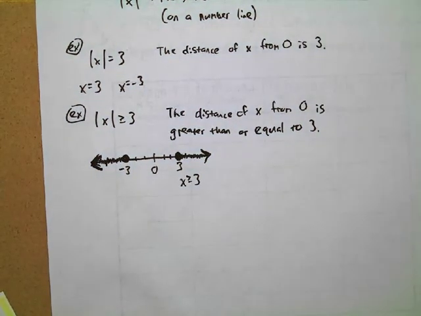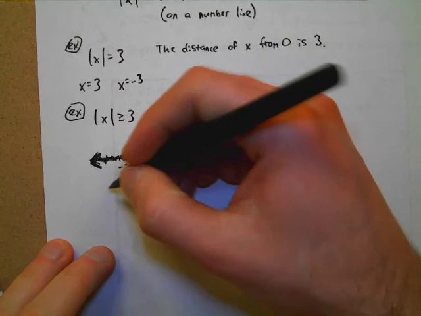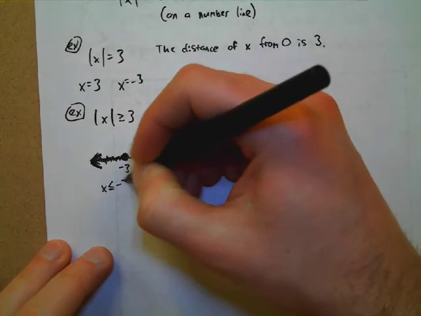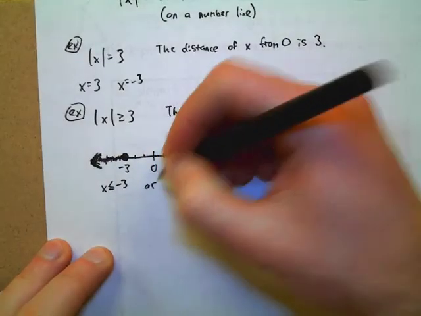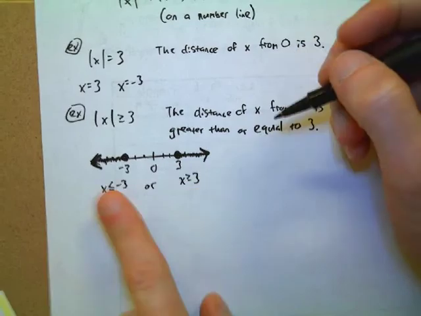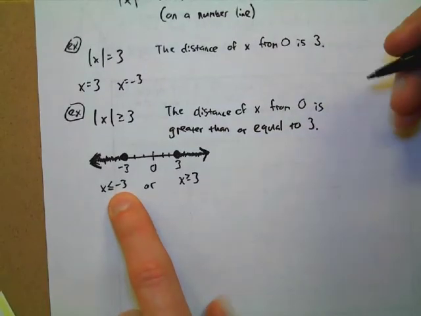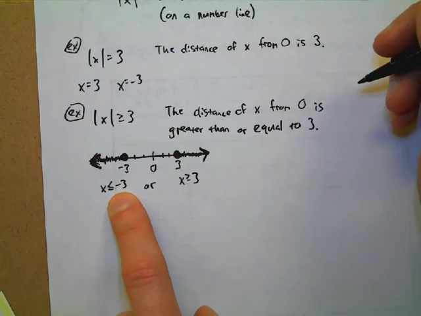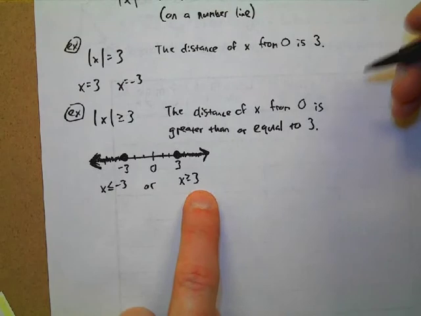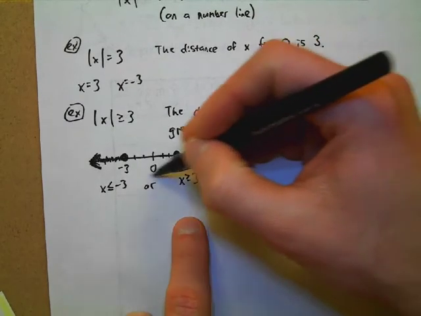What inequality describes this part of the number line? Less than or equal to negative 3. Okay? So either we want to have our x values be less than or equal to negative 3 or greater than or equal to positive 3. And that's our answer here.